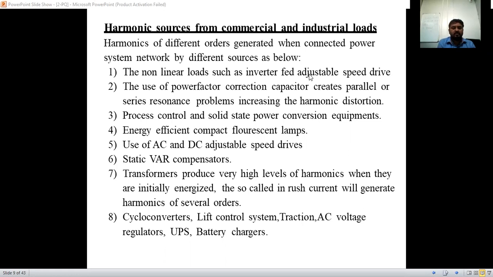For the fifth one, use of AC and DC adjustable speed drives. You have to adjust the speed of the motors, and as I already told at the start, harmonics may be produced there. Then the static VAR compensator. VAR is the unit of reactive power, volt ampere reactive, so reactive power compensation we have to do.